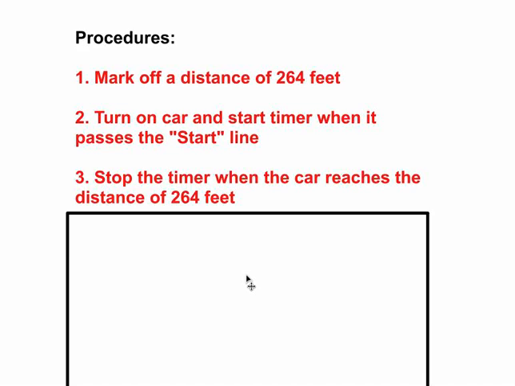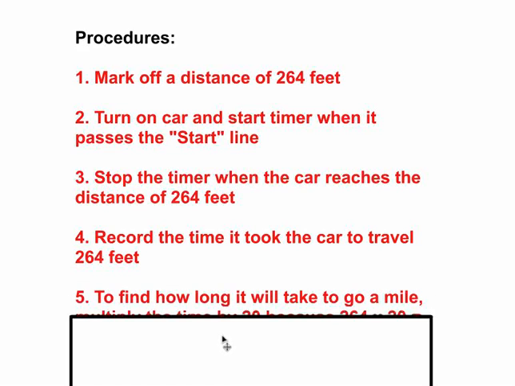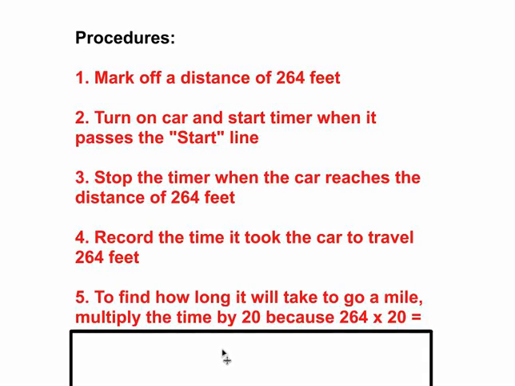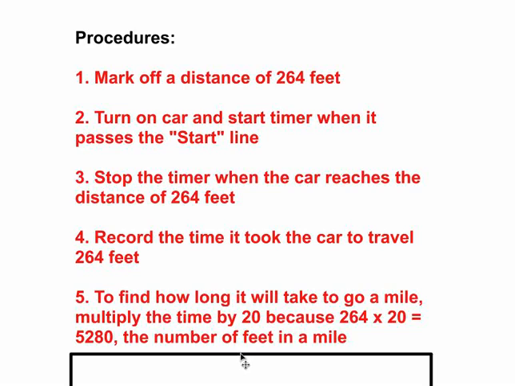As you can see, each step is clearly outlined. Number 4, record the time it took the car to travel 264 feet. Number 5, to find out how long it will take to go a mile, multiply the time by 20, because 264 times 20 equals 5,280, the number of feet in a mile.